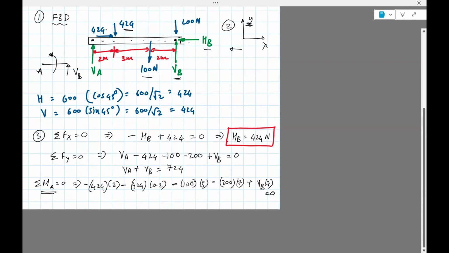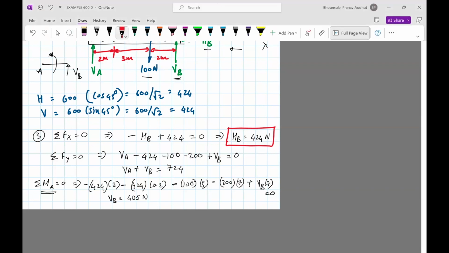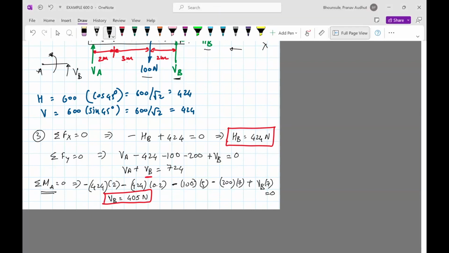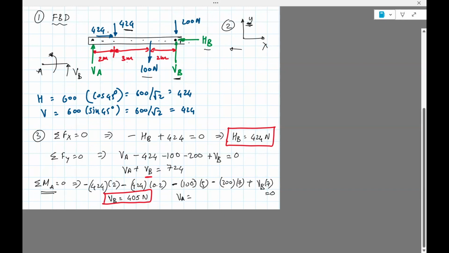So you can see that this equation, the last one I wrote down, has only one unknown, VB. So VB, you can solve for. I solved it. I got VB equals 405 newtons. And then when you put the value of VB in this equation, you can solve for VA. VA comes out to be 724 minus 405, which is 319 newtons.